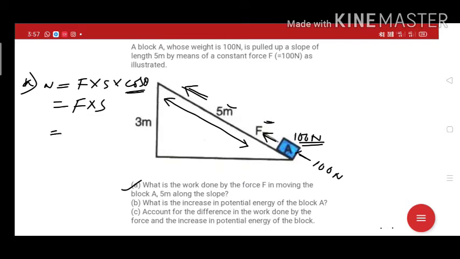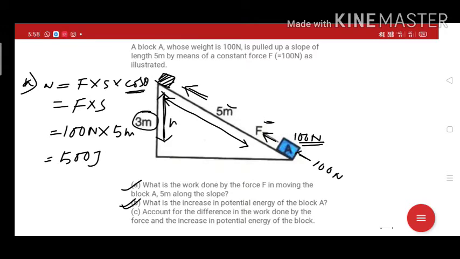So what is F? F is 100 Newton and S is 5 meter. So it is going to be 500 joule. The easy one. B. What is the increase in the potential energy of the block A? So once the block has been placed over here, now the block is actually at a height of 3 meter. So potential energy actually depends on this height, this 3 meter.